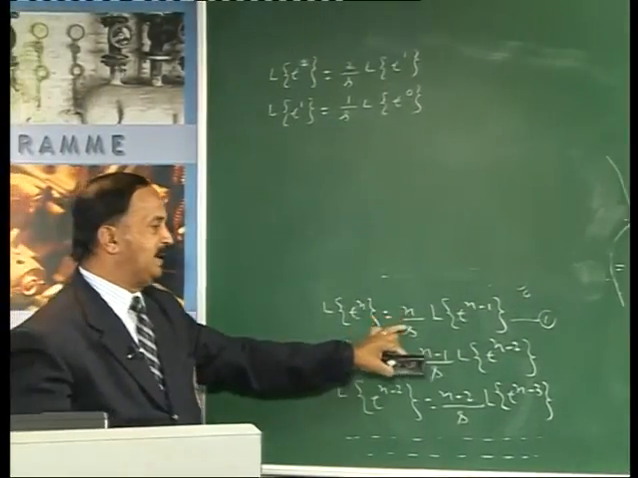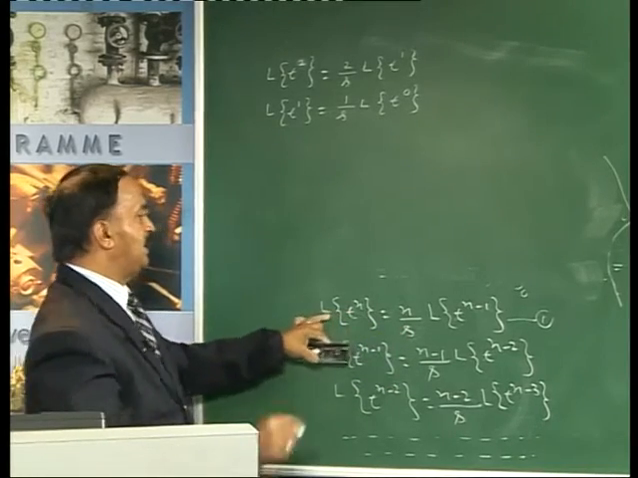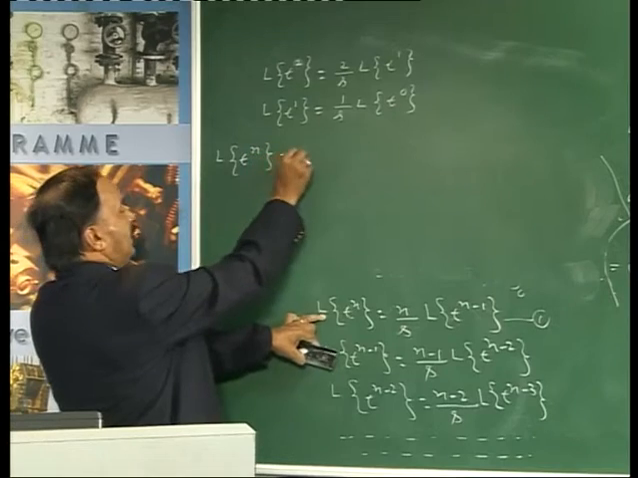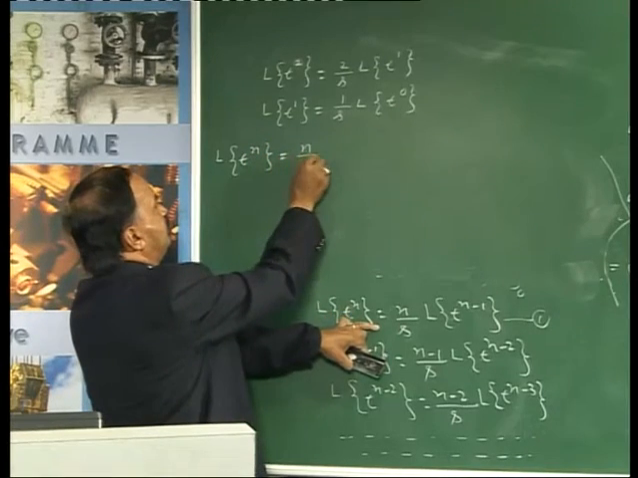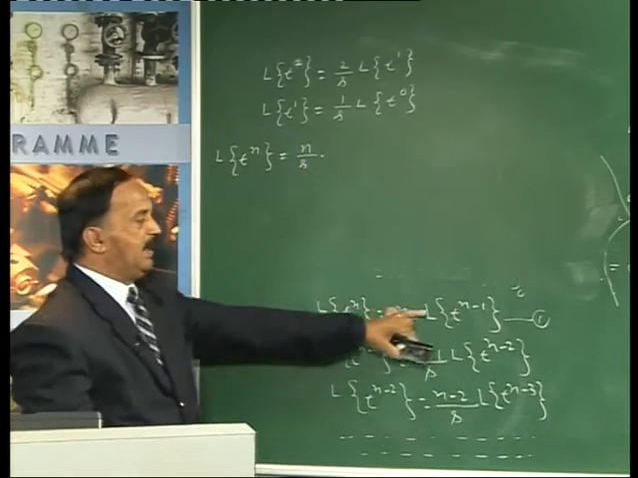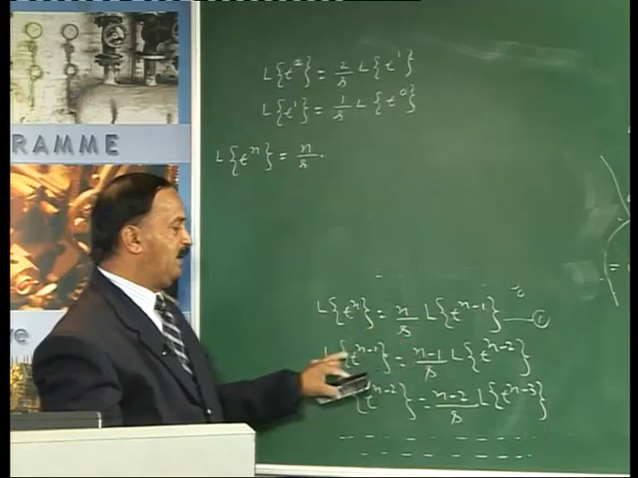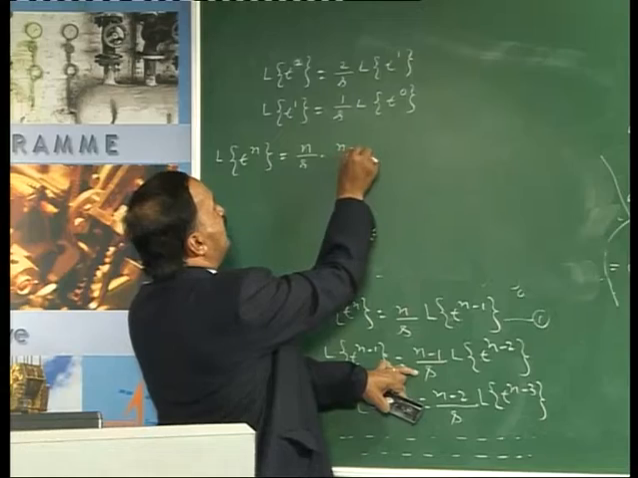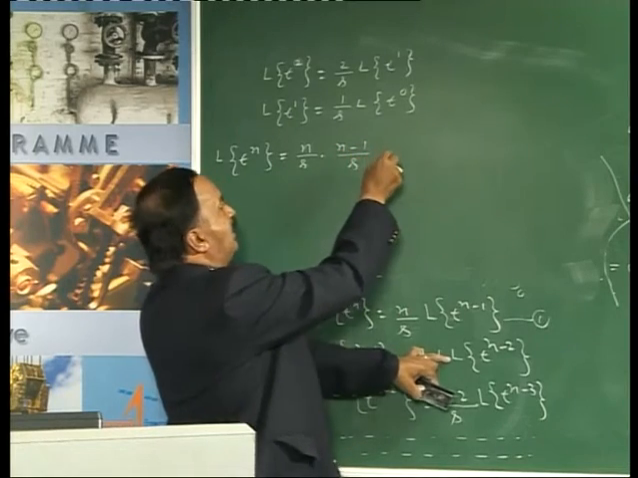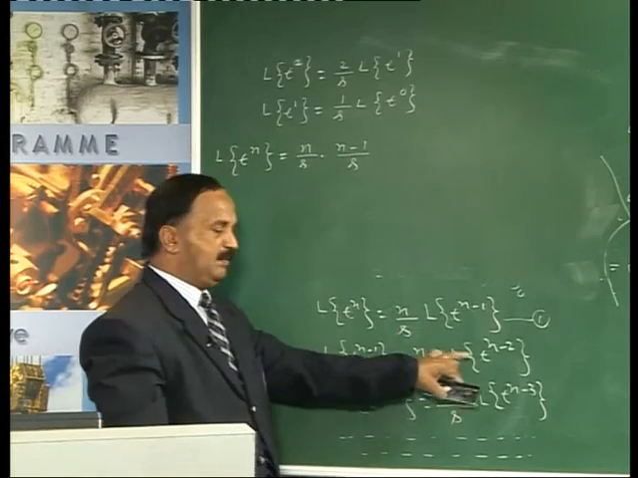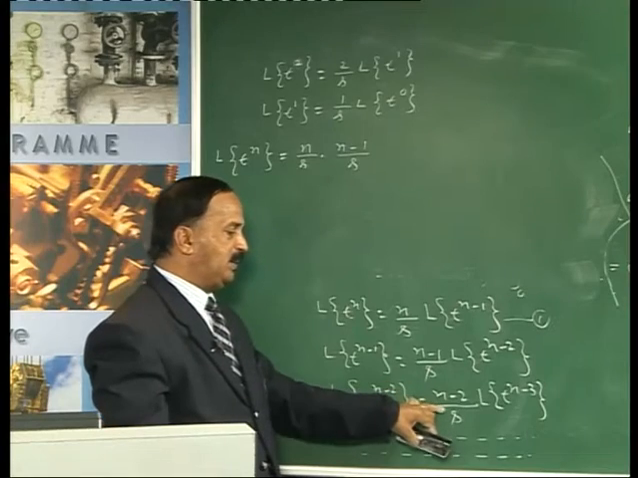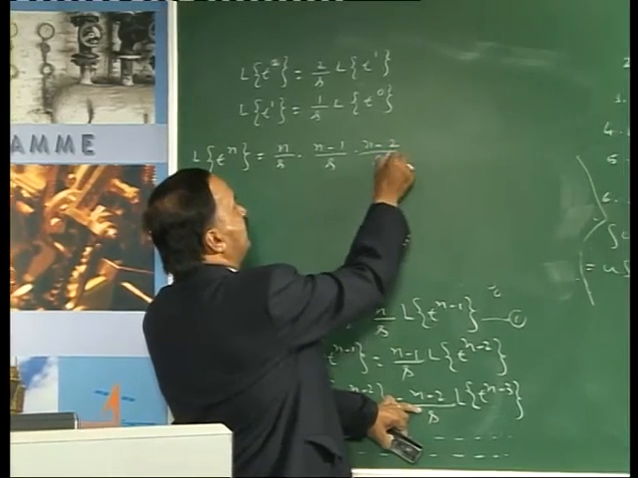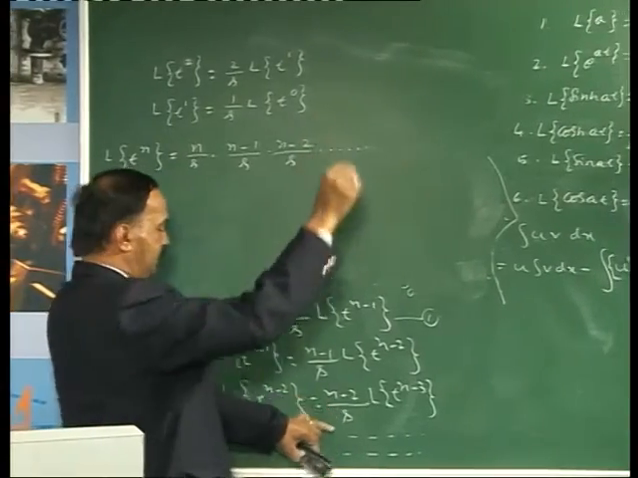Now you substitute all the values in this result, in 1. So L of t to the power of n is equal to n by s into L of t to the power of n minus 1. But L of t to the power of n minus 1 equal to this. That means n minus 1 by s into L of t to the power of n minus 2. But L of t to the power of n minus 2 equal to this here. That means n minus 2 by s into etc.